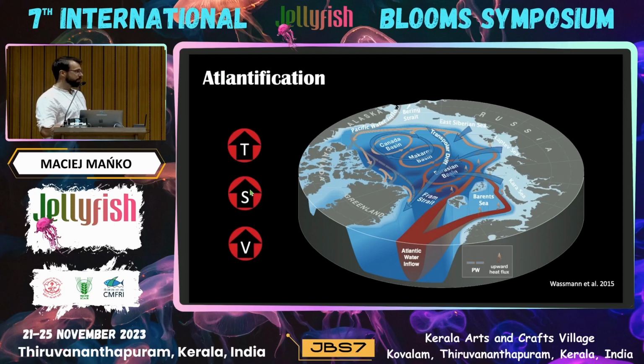So what we've seen in recent years is that this flow of the Atlantic waters is becoming warmer, more saline, and there's a bigger volume of Atlantic waters getting delivered higher into the Arctic. And this obviously comes with a cascade of environmental effects. What we're seeing now is that the typically polar environments are turning into a more boreal state in a process referred to as Atlantification.